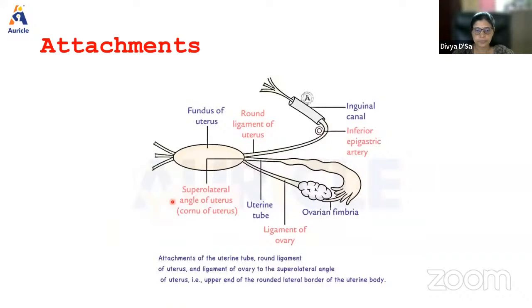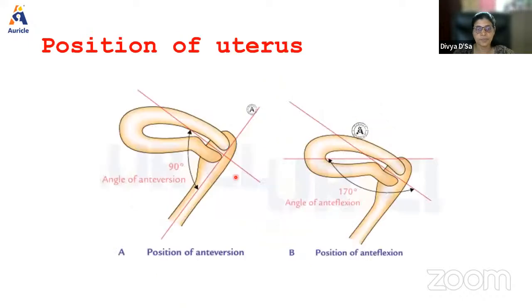Near the fundus, there are three attachments, at the superior lateral angle of the uterus, which is otherwise called the corner of the uterus. We have the fallopian tube, the ligament of the ovary, and the round ligament of the uterus. So three structures are attached near the fundus. This is asked as an MCQ question, or a 3-mark question.